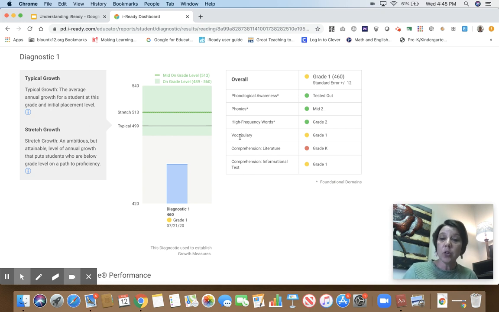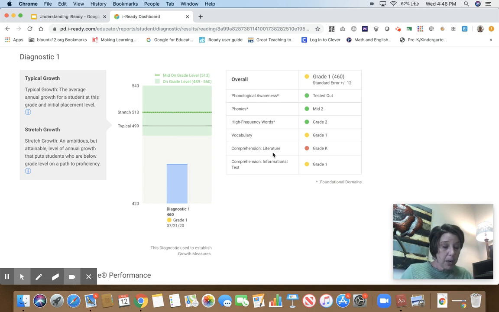So let's go down here to vocabulary. So vocabulary is the name for the words and the child knowing what that word means. So again, we see here grade 1 on the first test because Brian just left first grade. That's great. Okay. Comprehension literature. So we see here he's 2 grade levels below. He needs a little bit more practice, and that's okay.